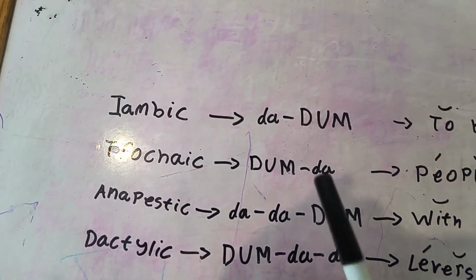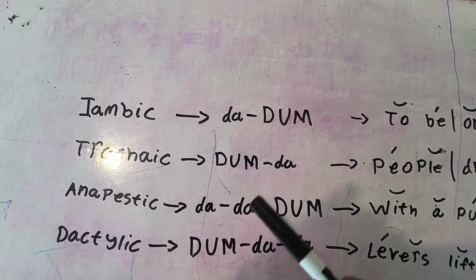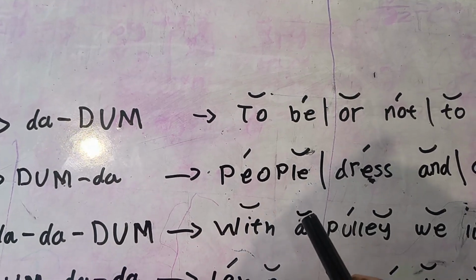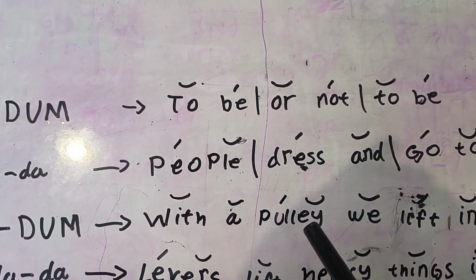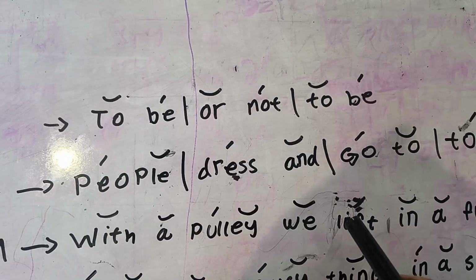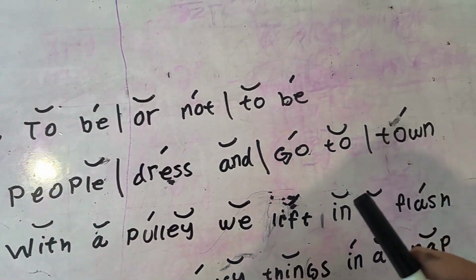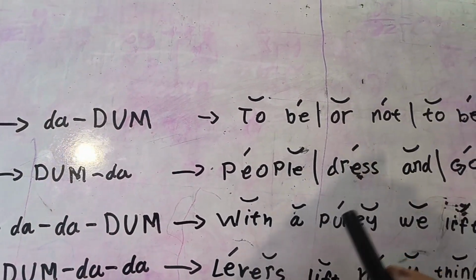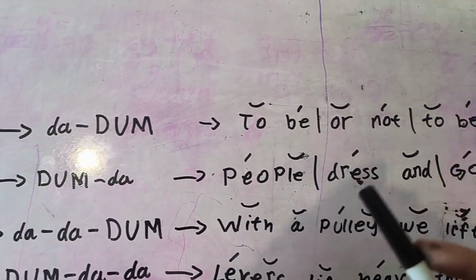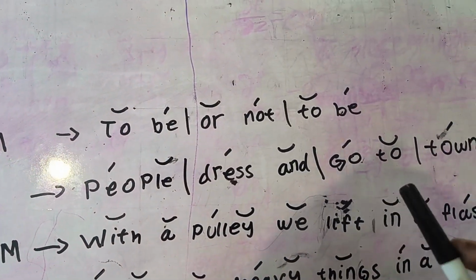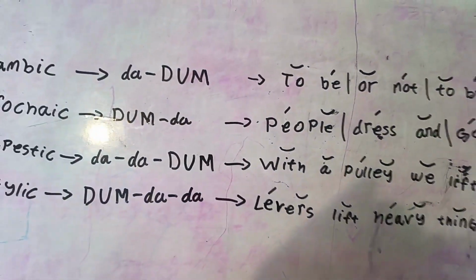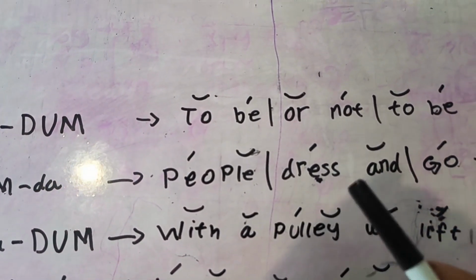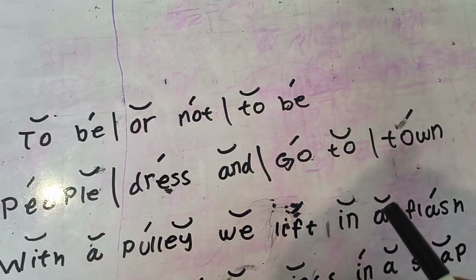Okay. Anapestic, it goes unstressed, unstressed, then stressed. So we got unstressed, unstressed, stressed, unstressed, unstressed, stressed. This was supposed to be stressed. Unstressed, unstressed, stressed. Da da dum. Da da dum. See, it has a pattern. That's rhythm. Da da dum.